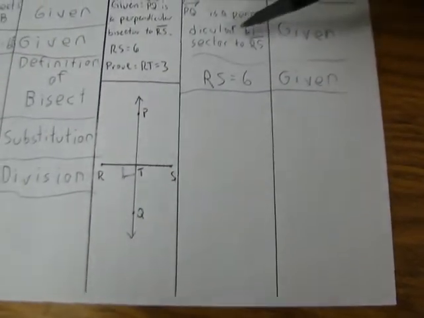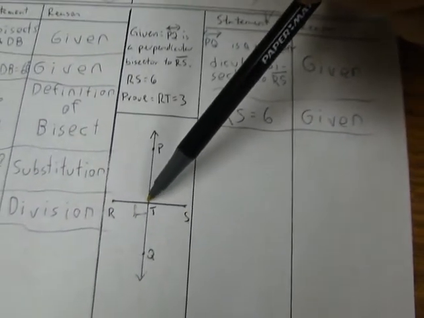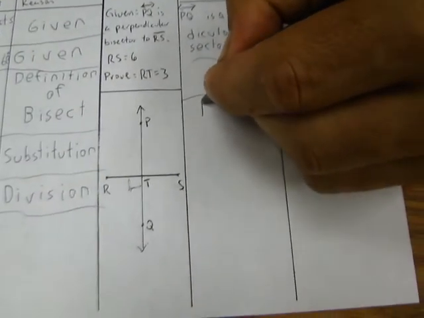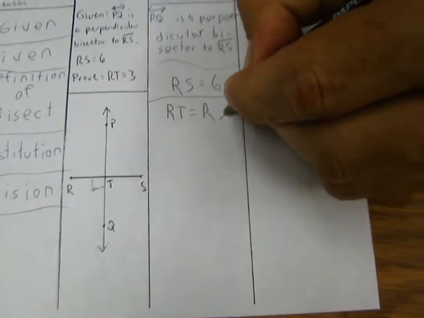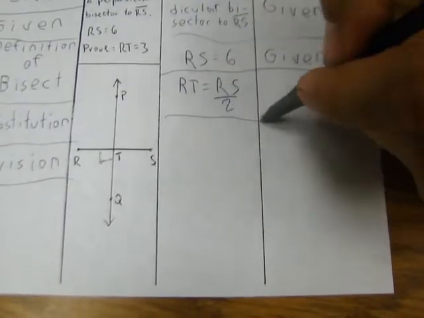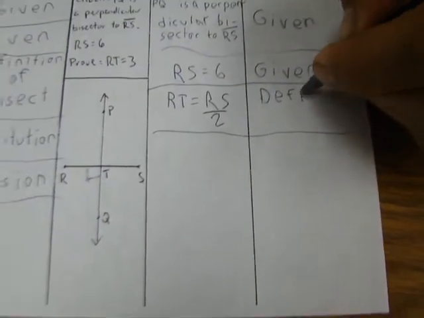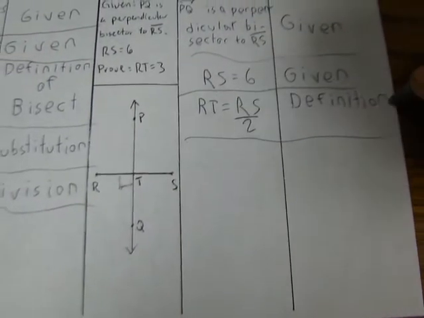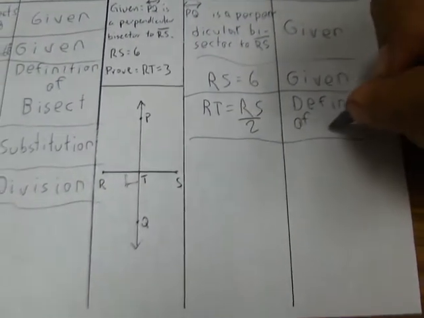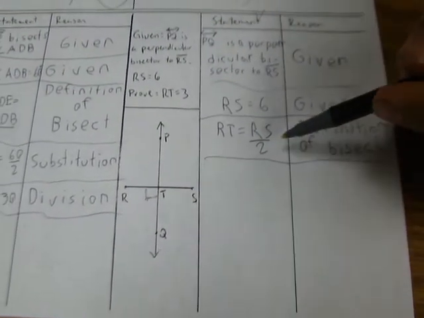Now think about this. If it's a perpendicular bisector, it means that it cuts RS in half. So we can say that, for instance, RT equals RS divided by 2. How do you know that? Definition of bisect. Because to bisect is to cut in half. Cool. So we've cut it in half.